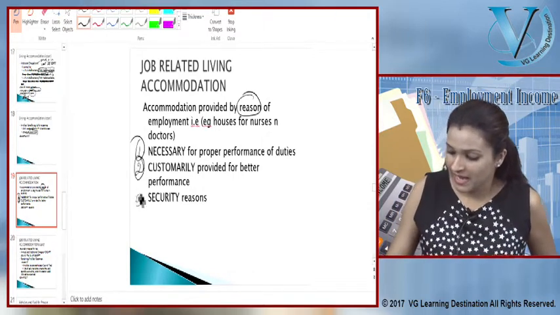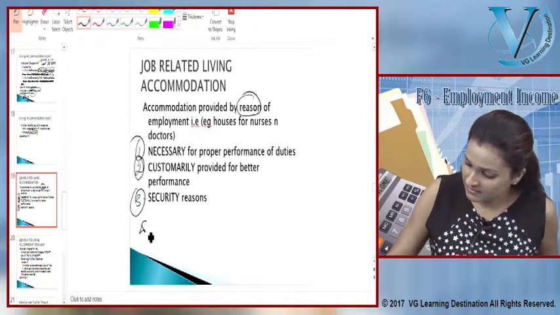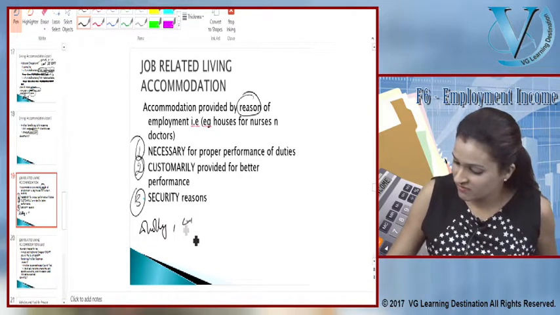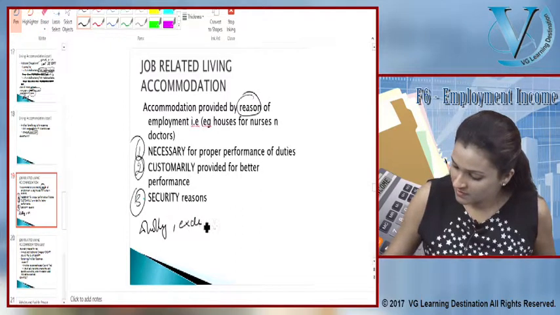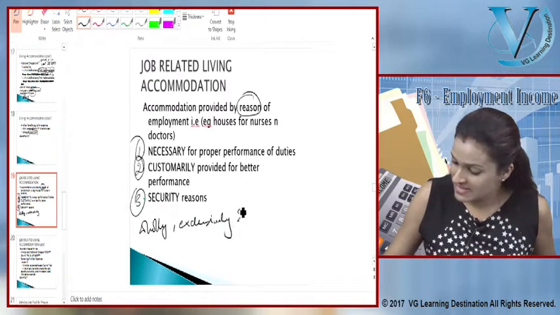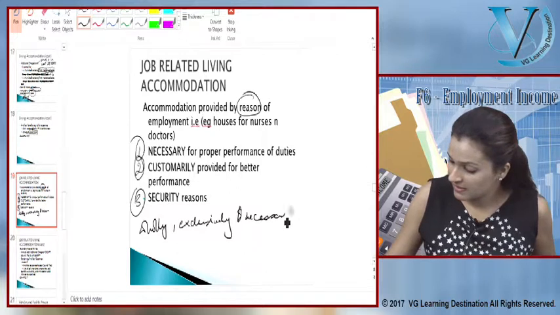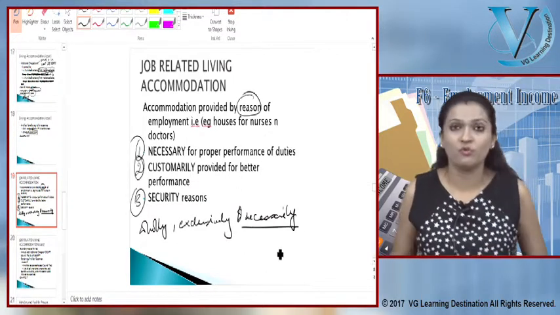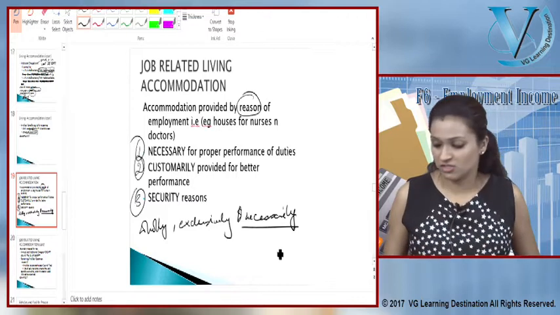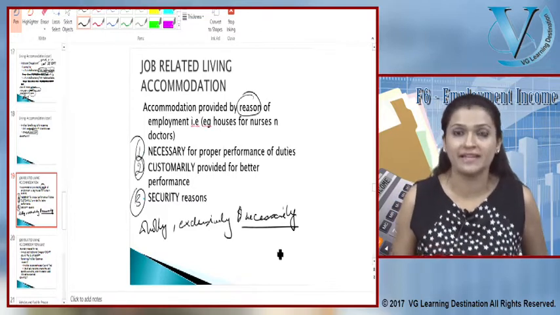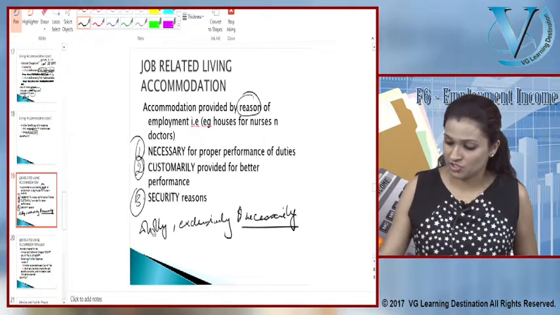So basically it is wholly, exclusively and necessarily provided to you for you to be able to perform your job in the correct manner. So this is what a job related living accommodation is.